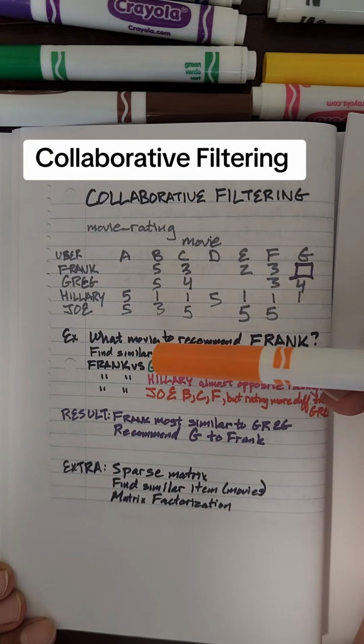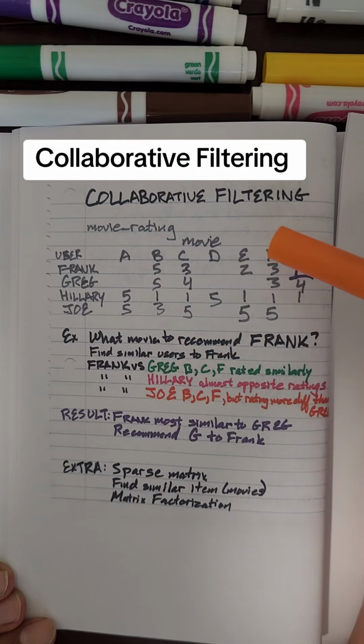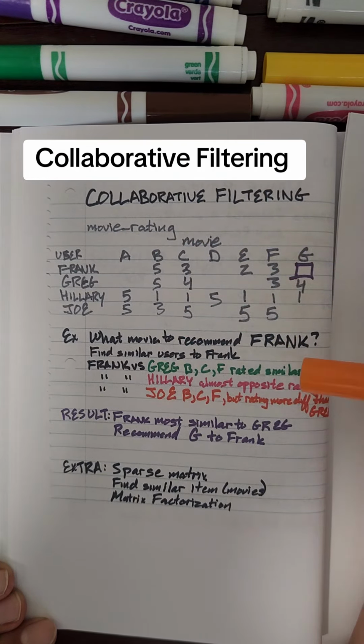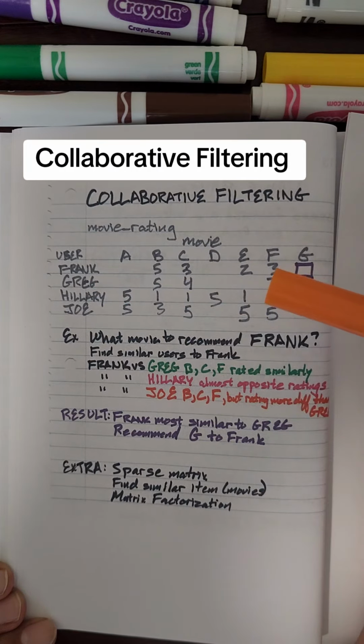Now, if you look at Frank versus Joe, for example, so Frank and Joe, perhaps B, C, and F, it's close, but the ratings are much more different than Frank versus Greg.